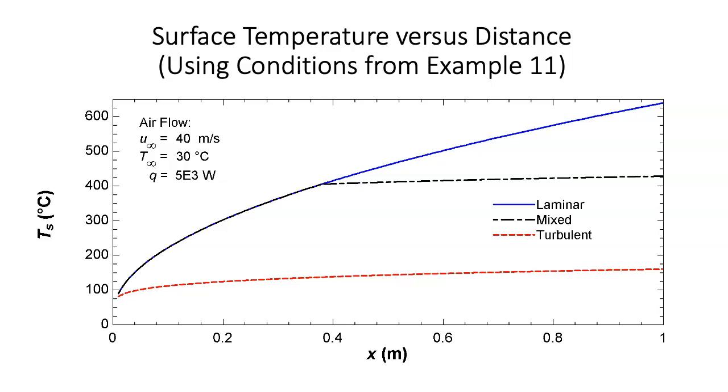The resulting surface temperatures versus distance along the plate are plotted here for 3 cases: all laminar, trip to turbulent at the leading edge, and for a mixed boundary layer that trips from laminar to turbulent. Note that all 3 begin at the leading edge at the free stream temperature of 30 degrees Celsius and then increase along the plate. The turbulent boundary layer stays much cooler due to the turbulent mixing and enhanced heat transfer. The mixed boundary layer initially follows the laminar curve, and then when it trips to turbulent, it has the same shape as the turbulent curve, but must start along this trajectory from a higher temperature.